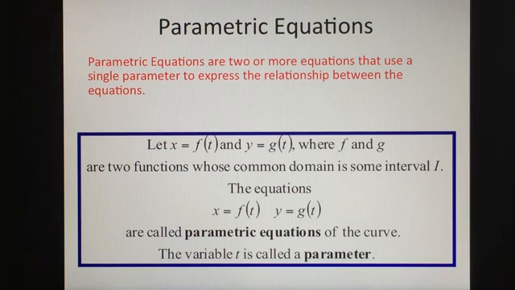Alright, so what are parametric equations? Probably a good question. Parametric equations are two or more equations that use one single parameter or variable to express the relationship between the equations. In this case, we're going to have two equations, an x equals equation and a y equals equation. The parameter in both of those equations is going to be t. So we'll have x equals f of t, y equals g of t. The variable t is our parameter, and x and y are our parametric equations. So let's look at an example.